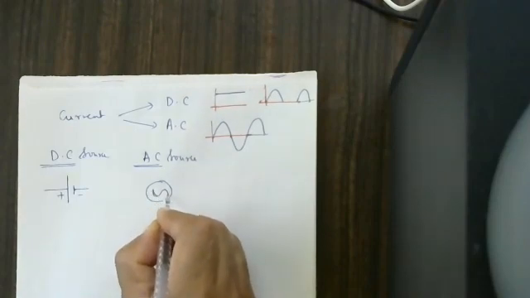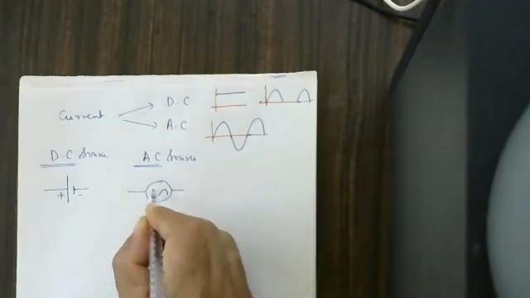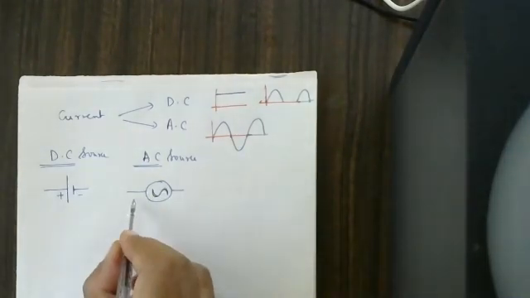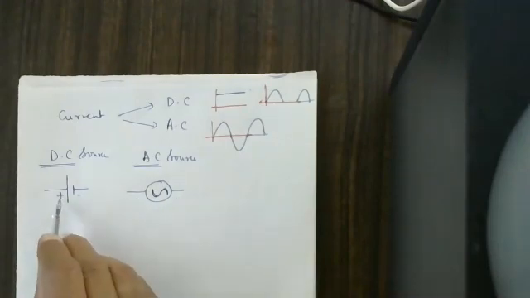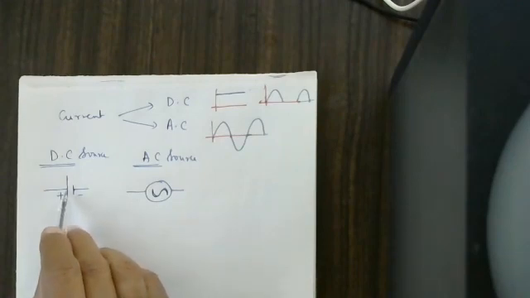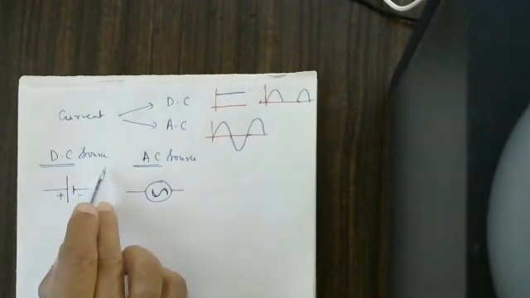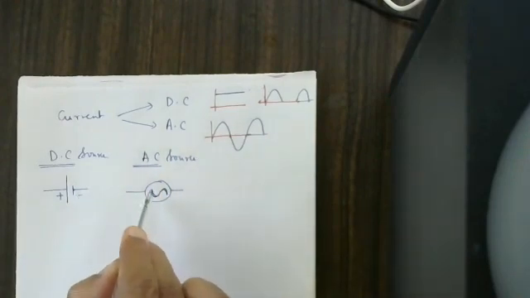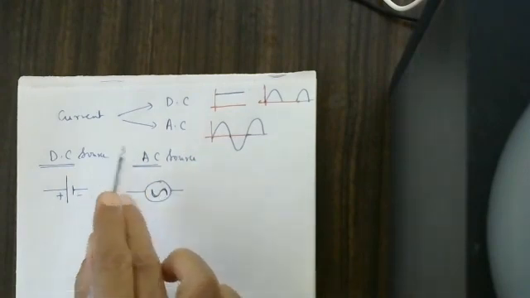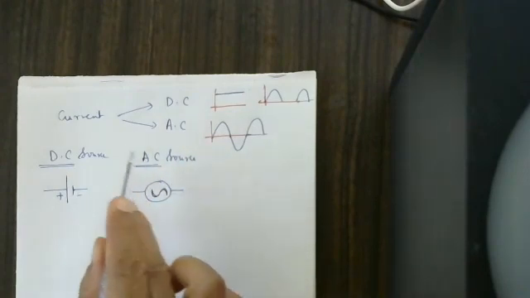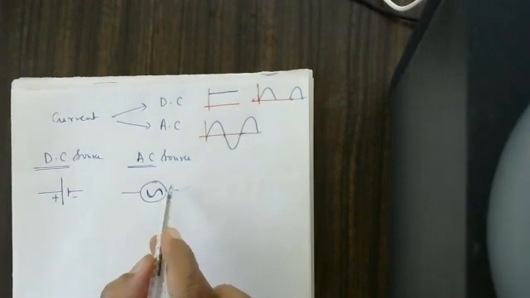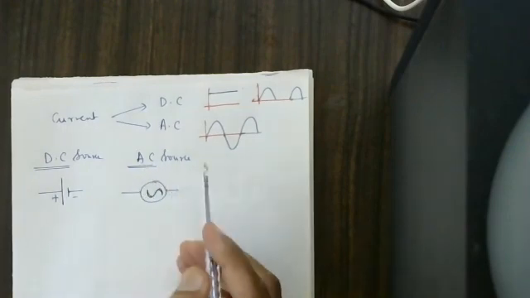Alternation must be there. Alternation means it increases, decreases, and changes its polarity. Here we should not write positive and negative, but for DC we are supposed to show the polarity, and the current flows from positive to negative. In AC it is not like that. Once the current flows one way, next it flows in the reverse direction, again reversing and again reversing. The current alternately keeps changing its polarity. That's why it is called alternating current.